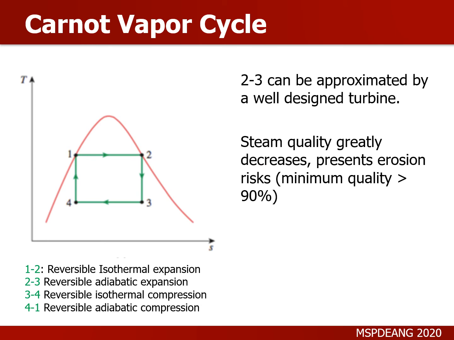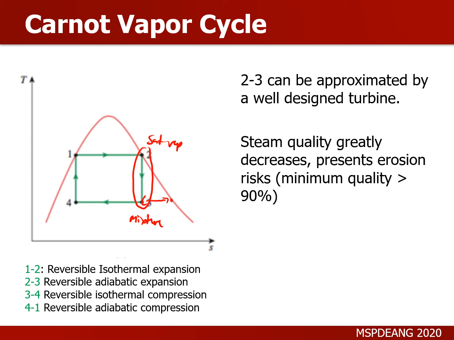Now step 2 to 3, this is your reversible adiabatic expansion, and 2 to 3 can be approximated again by a turbine. If you have a well-designed turbine, you can really approximate isentropic expansion. However, the challenge here is, as you can see, from state 2, which is purely saturated vapor, tapos state 3, meron tayong ngayon na mixture. And this mixture has a lot of low steam quality kasi, tignan nyo, ayan, malayo na siya from the saturated vapor line.